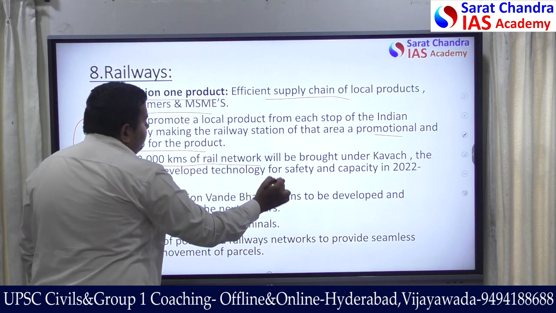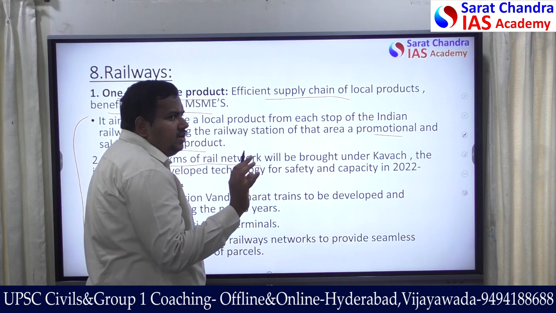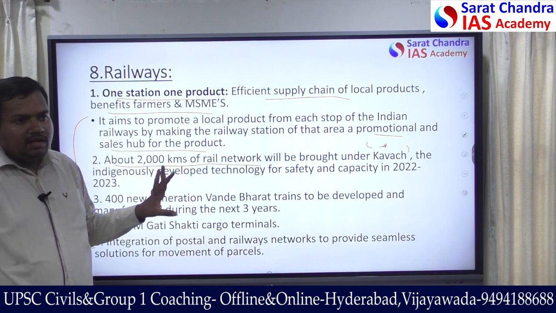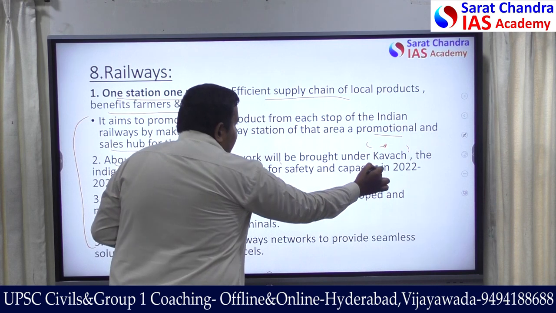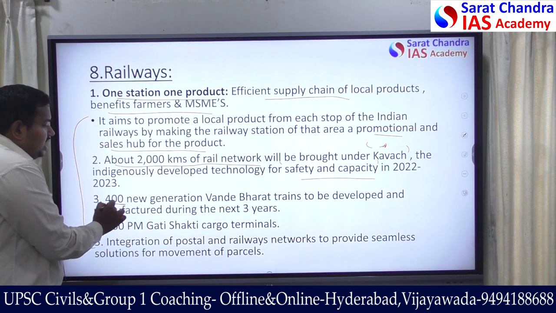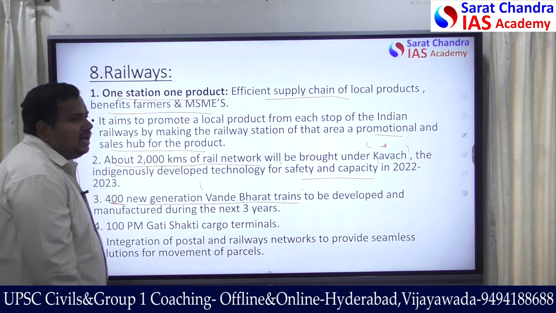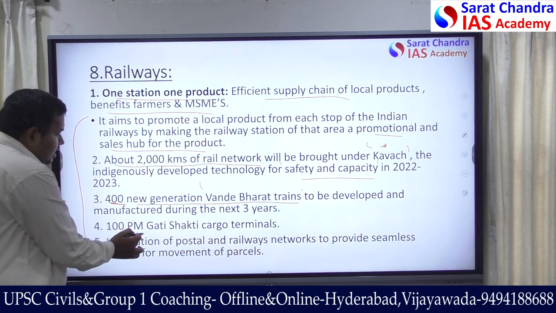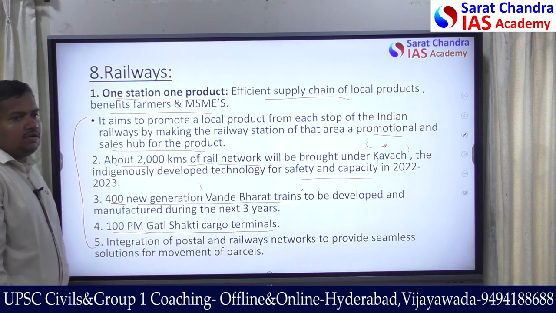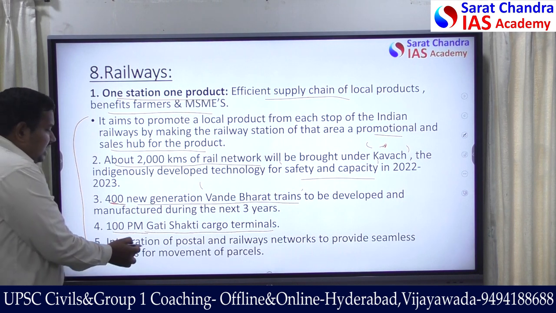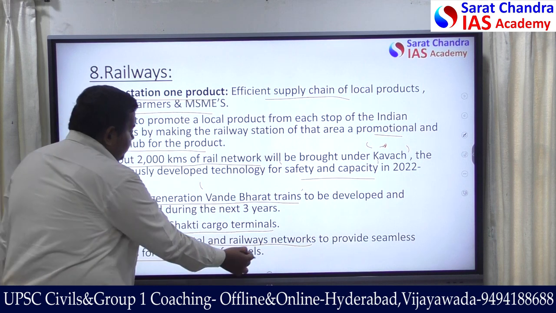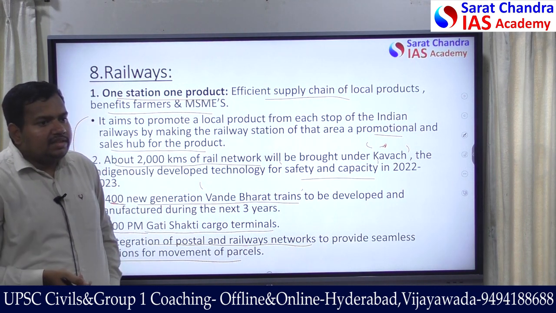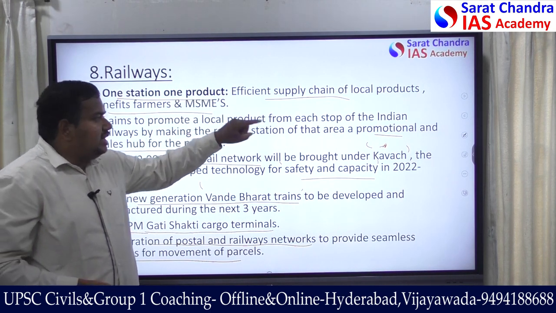Next, about 2000 kilometers of rail network will be brought under Kavach. So in the second point, you need to understand only one thing. What is this Kavach? The indigenously developed technology for safety and capacity. Next, 400 new generation Vande Bharat trains. These are like high speed trains. Okay, sophisticated and high speed trains. So 400 extra we are going to introduce. Similarly, 100 PM Gati Shakti cargo terminals are to be developed under the PM Gati Shakti master plan. And last, integration of postal and railway networks to provide a seamless solution for movement of parcels. So post offices and railways are to be integrated so that there can be easy movement of parcels. Okay, these are the initiatives. Mainly you need to remember one station, one product, and next, the meaning of Kavach.